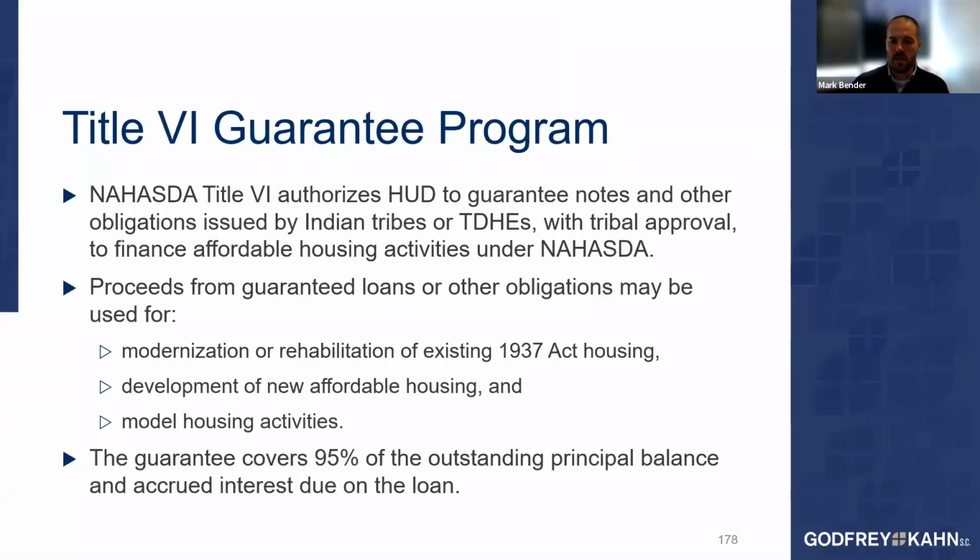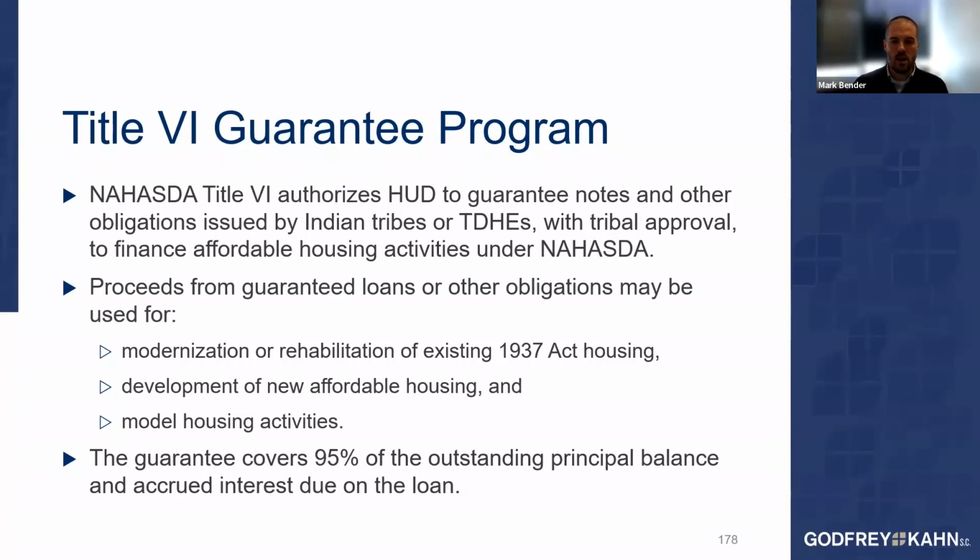So first, the NAHASDA Title VI program, which comes from Title VI of the NAHASDA Act of 1996, which is, again, the basic block grant program that funds affordable housing in Indian country. Title VI is a special feature of the law that gives tribes the flexibility to leverage their block grants with a U.S. government guaranteed loan.